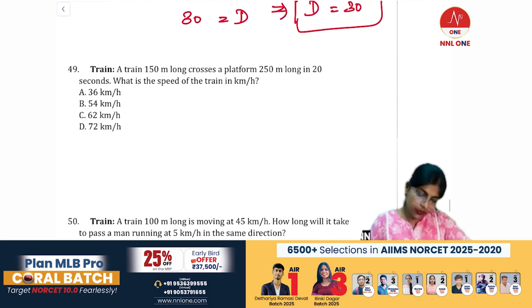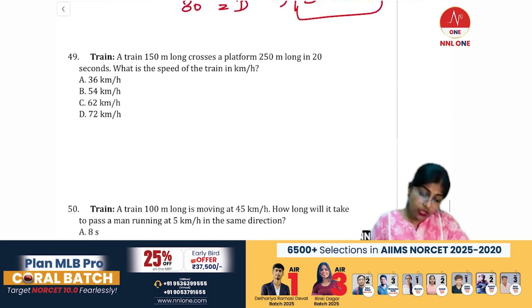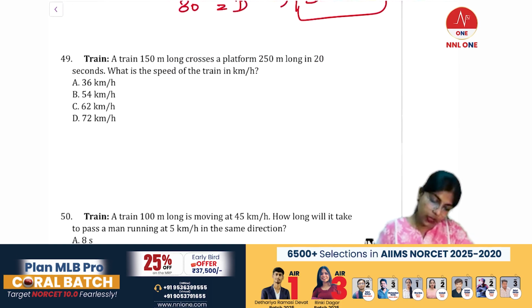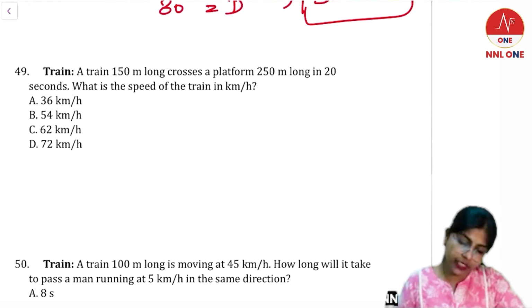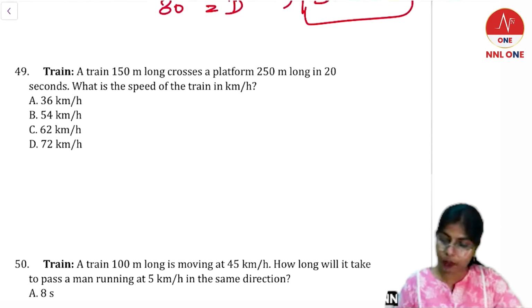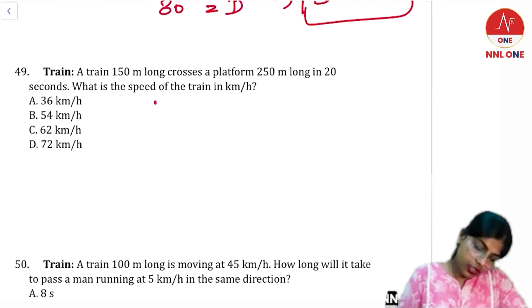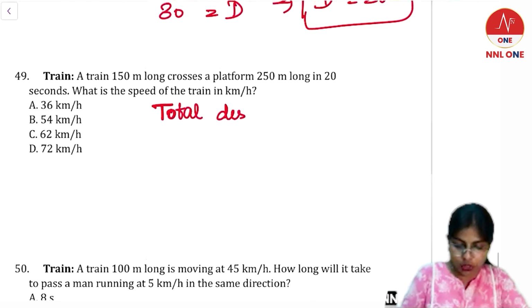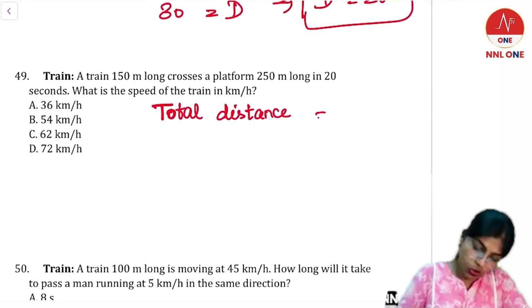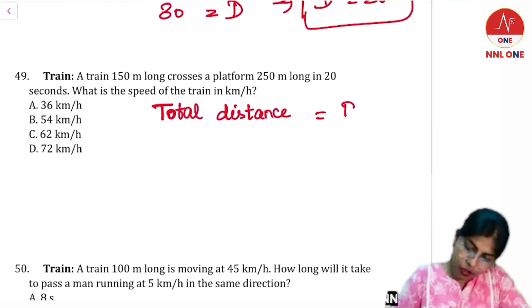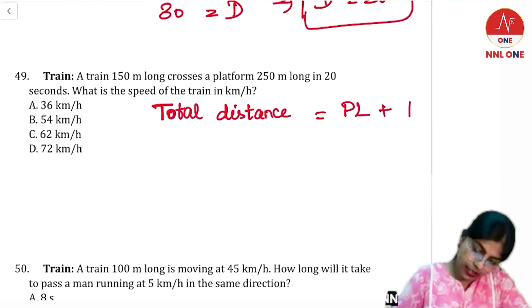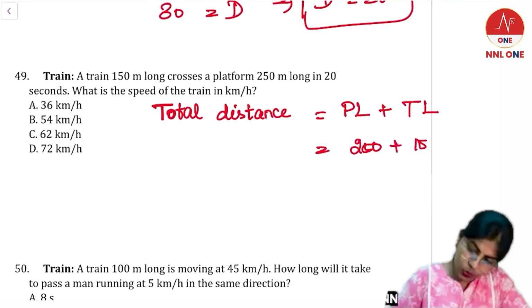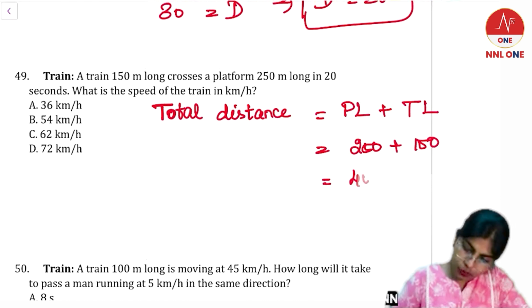Next sum. A train 150 meter long crosses a platform 250 meter long in 20 seconds. What is the speed of the train in kilometer per hour? We are going to check the total distance. Only when we know the total distance can we find the speed. The total distance is platform length plus train length. The platform length is 250 meter, the train length is 150 meter. So the answer is 400 meters.